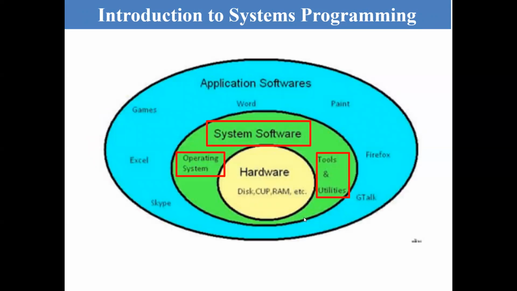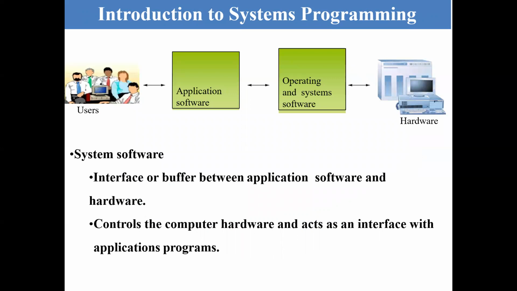right? This is the same diagram that we have seen in the previous slide. Now next, this is the block diagram. It will help you to understand this whole process. You can see here, user means us. People want to use this hardware. But you can see they cannot jump directly to the hardware, and they cannot interact with the hardware without the application software and operating and system software.